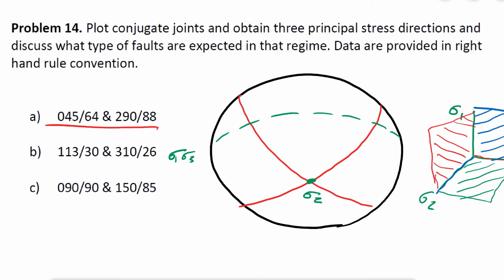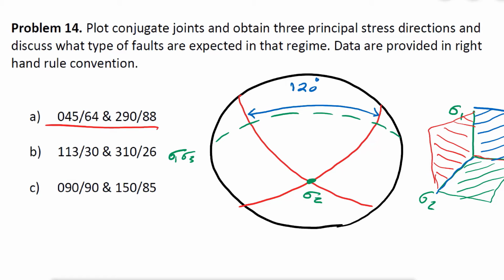So how do we know this? We need to count the angle between these two fractures. You need to count this angle along that dashed line. If this angle is an obtuse angle, then the intersection of this angle is going to be sigma 3. If it's an acute angle, that's going to be sigma 1. What I'm going to do is place this dashed line on a great circle and count this angle, and that's about 120 degrees.